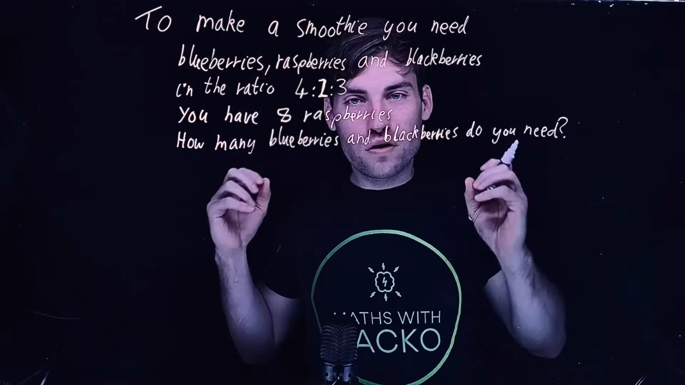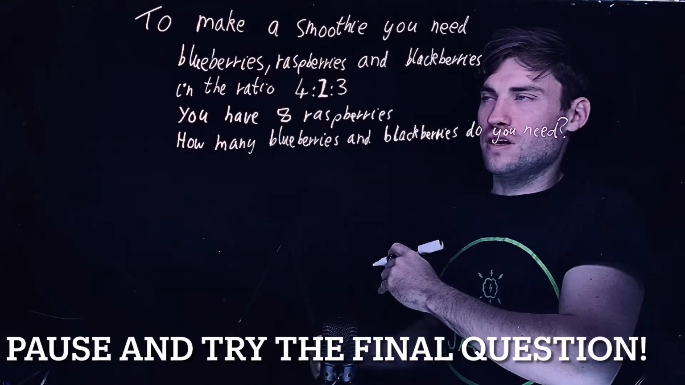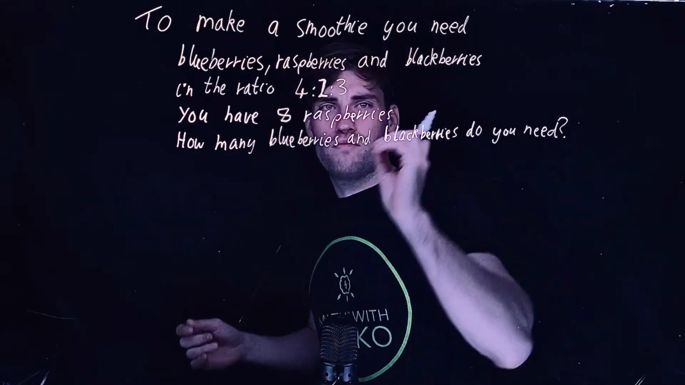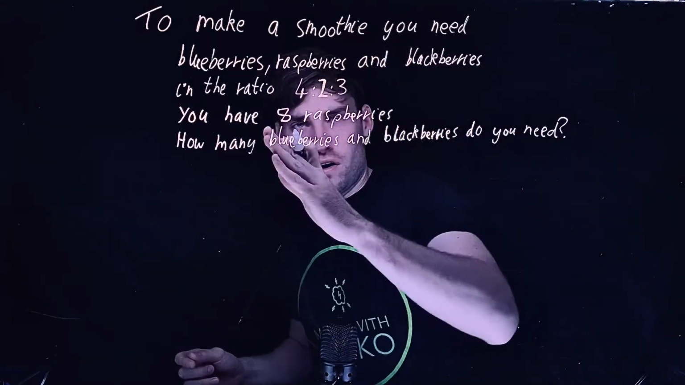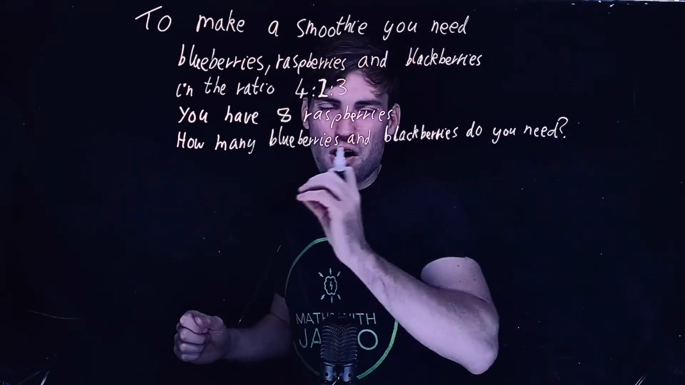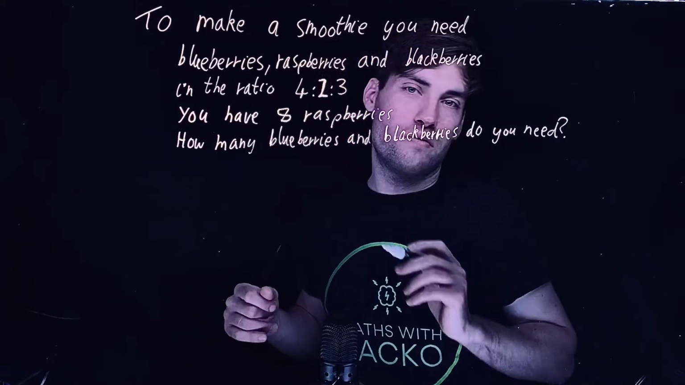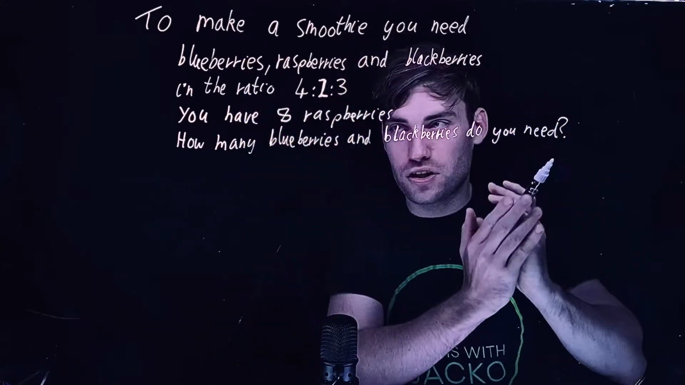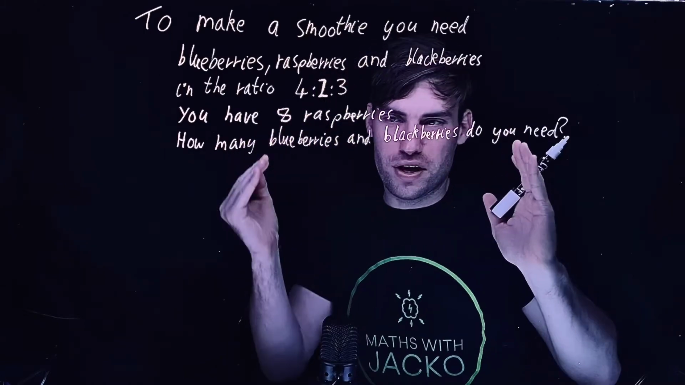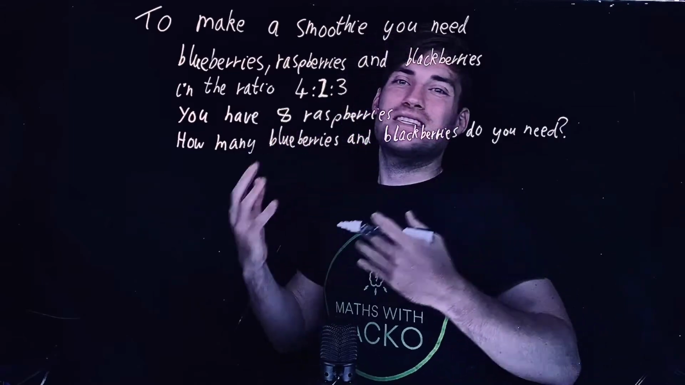Right then, the final question. So pause the video, have a go at this question. Right, so I'll read it out. To make a smoothie, you need blueberries, raspberries, and blackberries in the ratio 4 to 2 to 3. You have 8 raspberries. How many blueberries and blackberries do you need? And yes, you can get a 3 number ratio, where there are 3 different sections. You can get 4, 5, 6 different sections as well. You generally don't get more than 3, but you never know, you have to prepare for it. And the strategy is exactly the same.